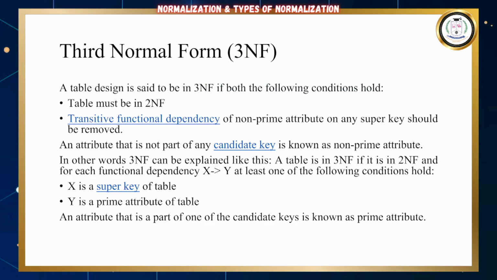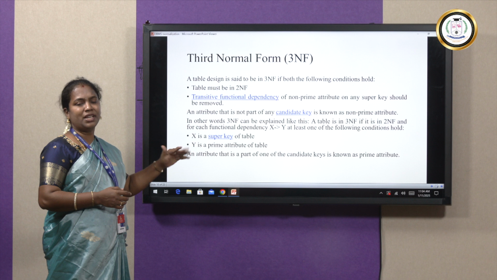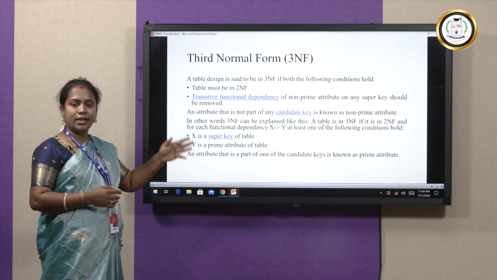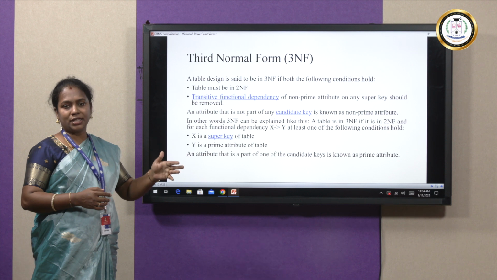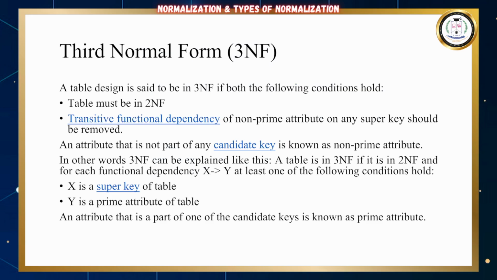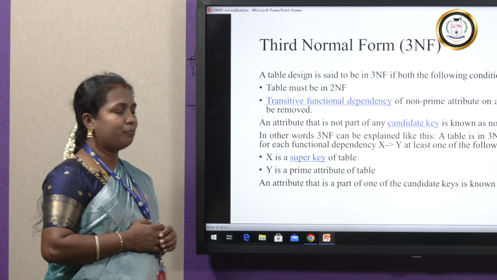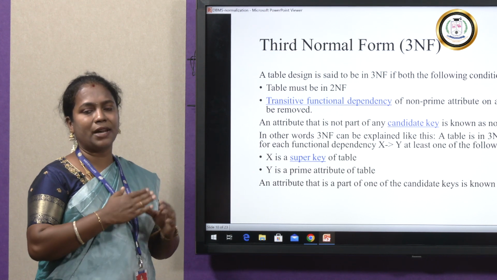After that, third normalization. A table design is said to be 3NF if both of the following conditions hold. The table must be in 2NF. 2NF means it already satisfies 1NF, plus the extra point that non-prime attributes depend on the candidate key. That is also satisfied in 2NF. And there must be no transitive functional dependency of a non-prime attribute on a super key. Super key has a similar definition to primary key.